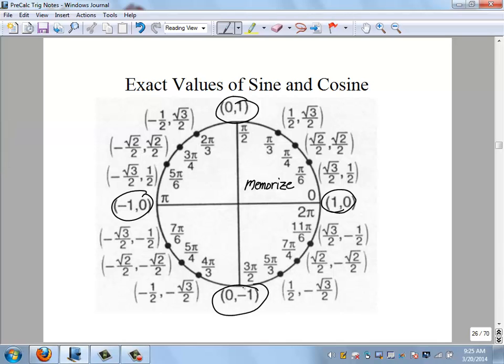Just remember the points here, everything's positive in quadrant 1. Here it's negative, positive. Here it's negative, negative. Here the points are positive, negative. And remember, tangent is positive in these 2 quadrants, like a line, and tangent is negative here and here, like a slope of a line.